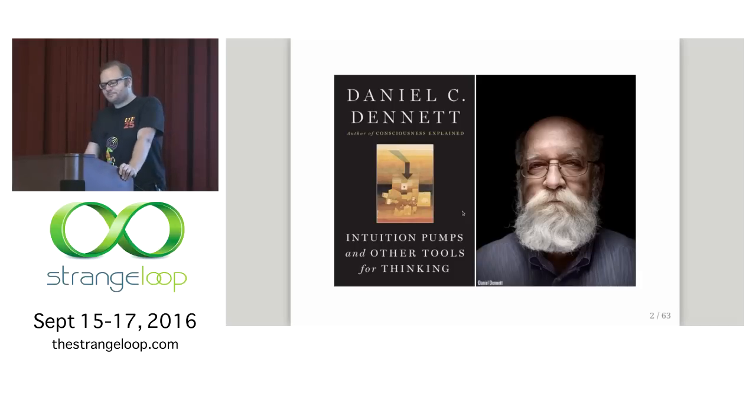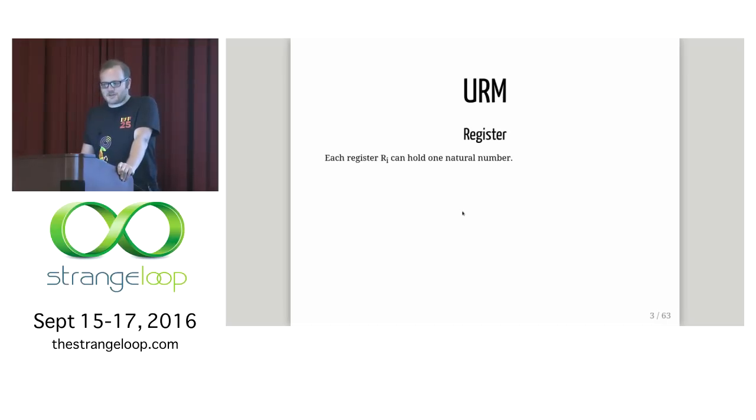What I wanted to do is go through a similar process to what Dan does, but then take it a little further. I'll introduce unlimited register machines, and then go forward. The goal of the talk, or a goal of the talk, is to build up to a universal machine: a program that can simulate the behavior of any other program, like a universal Turing machine, which you might have heard of. So, unlimited register machine. The first question, obviously: what is a register?